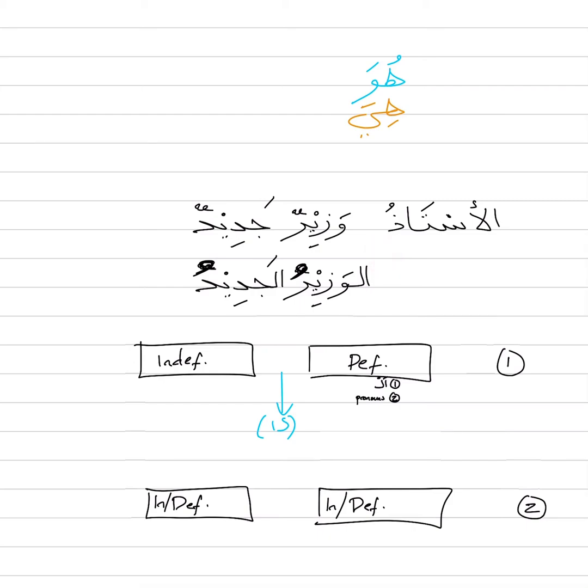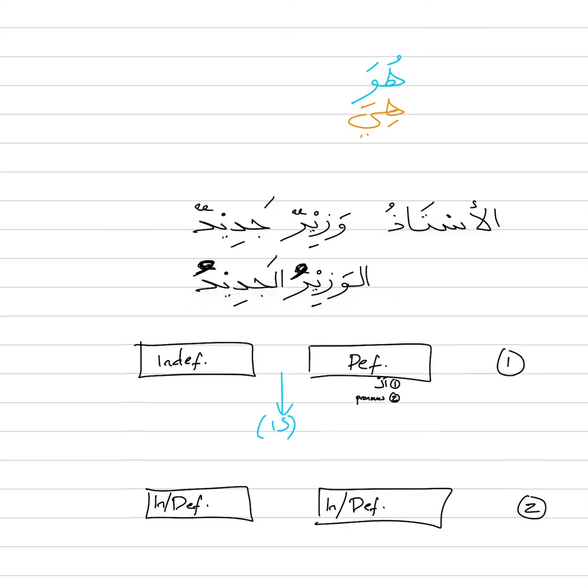How do we do that? We bring in the pronouns. So because al-ustadhu is a masculine word, we'll use a masculine pronoun. So we say al-ustadhu huwa al-waziru al-jadidu. The teacher is the new minister.